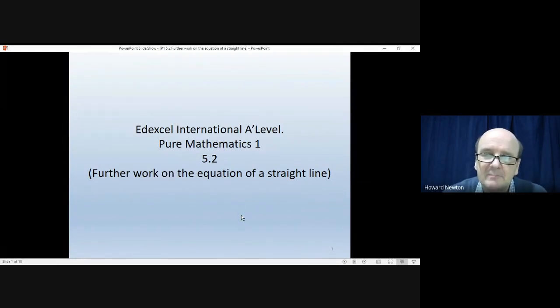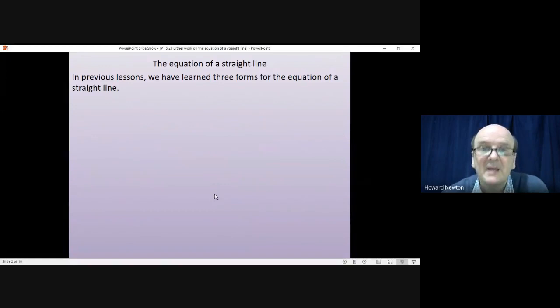Now, in the last couple of lessons, we've learned three different forms for the equation of a straight line. There's what's probably the standard form, y equals mx plus c. That's useful because if you write the equation in that form, then you can say straight away what the gradient of the line is, that'll be m, and the y-intercept, that'll be c.